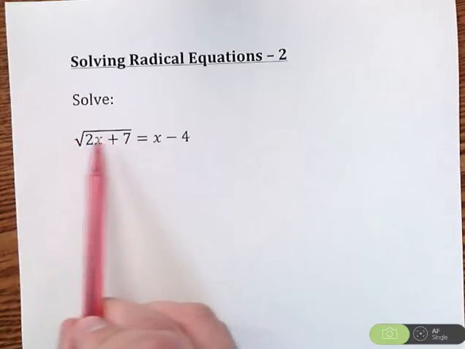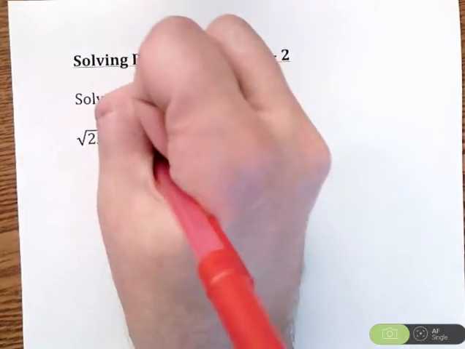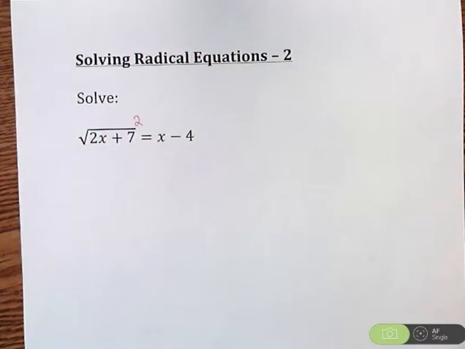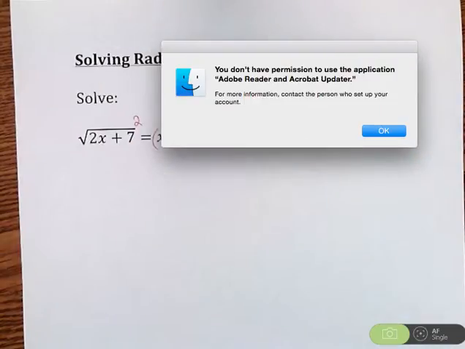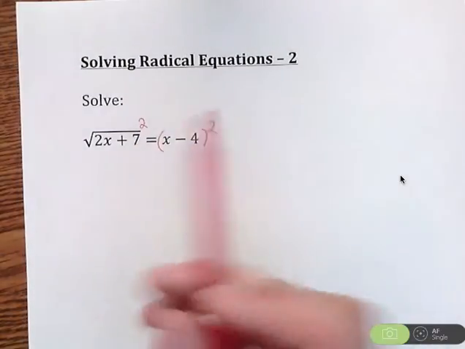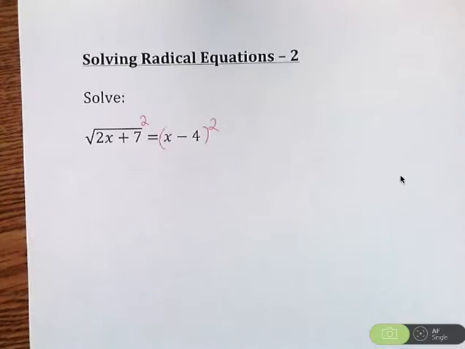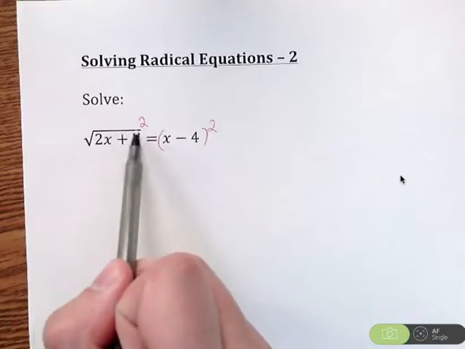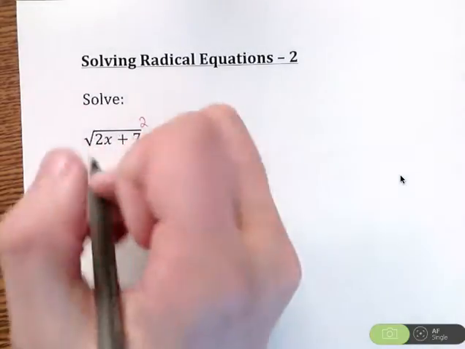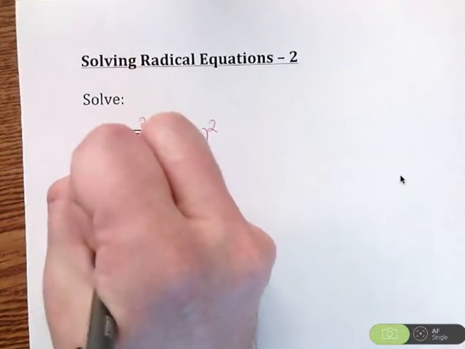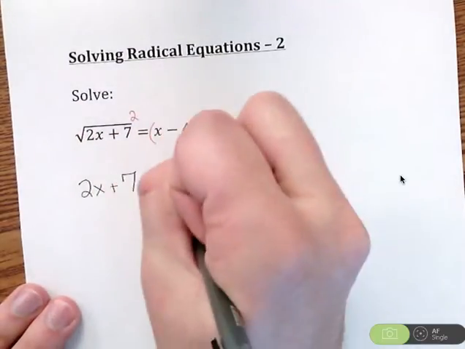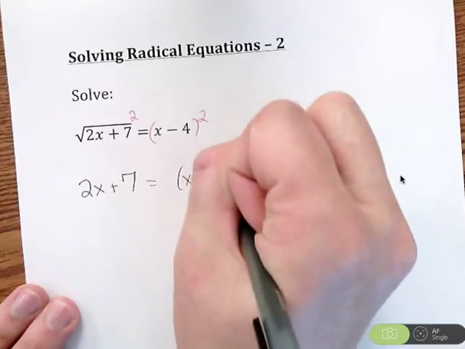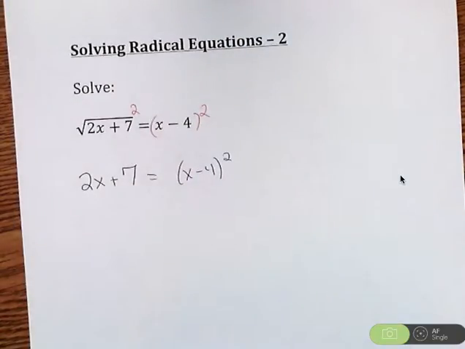The opposite of taking the square root of something is squaring it. So I'm going to square the left side, which means I need to square the right side. What happens on the left side when you take the square root and you have a square, those are inverse operations, so we're going to be left with 2x plus 7. On the right side, I still have x minus 4 squared.